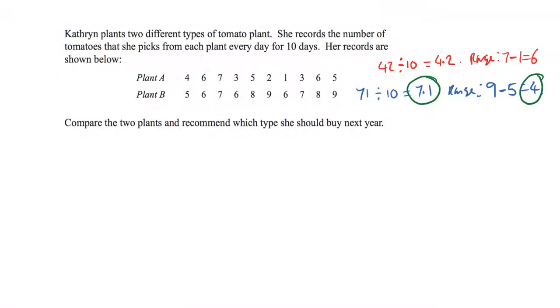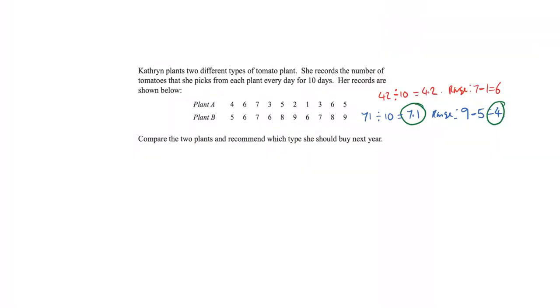I would recommend that Catherine definitely buys more of plant B. Okay, I hope this helps.